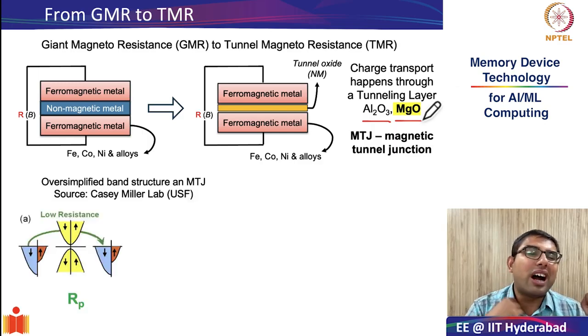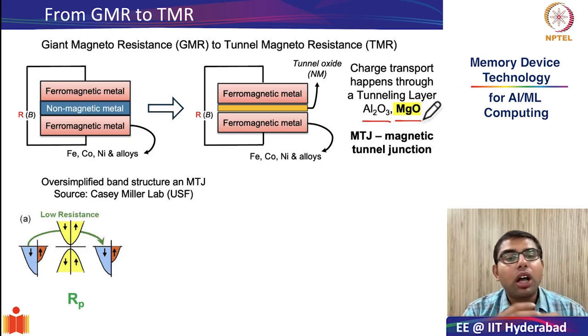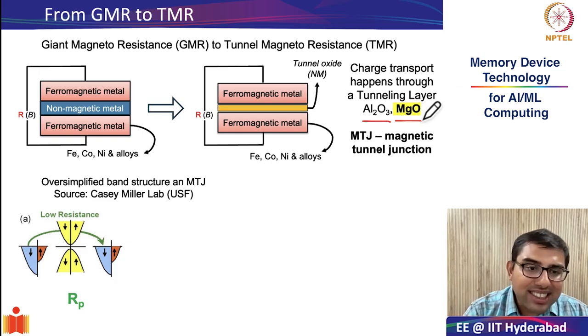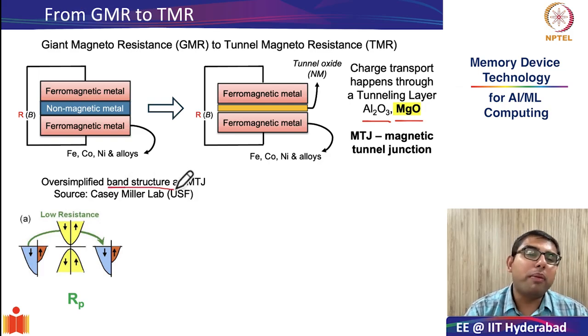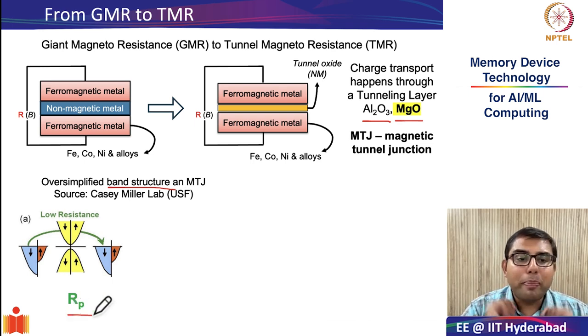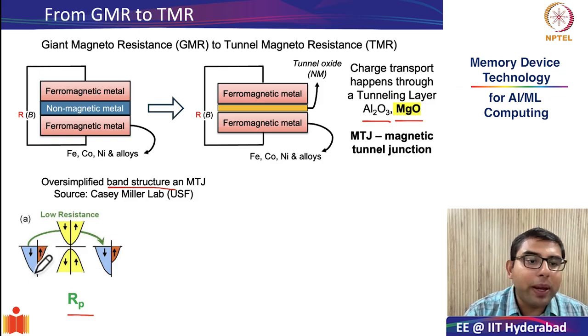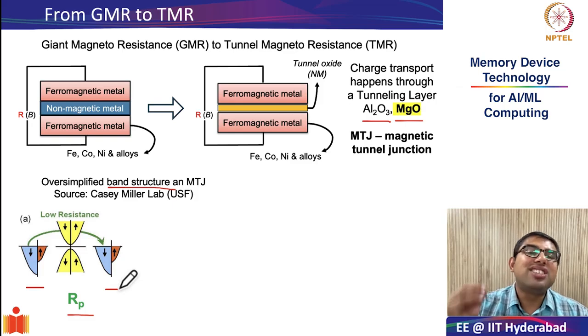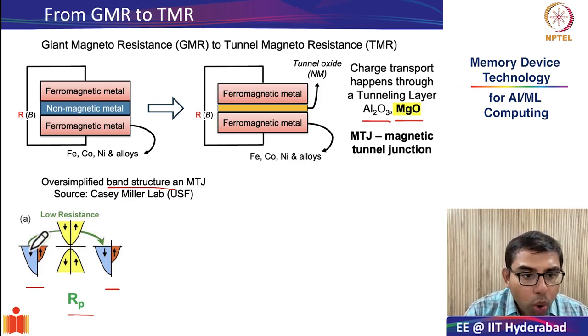Now let's try to understand the operation of a magnetic tunnel junction, why the parallel configuration gives you a low resistance state and the anti-parallel gives you a high resistance state, by looking at this simplified band structure diagram of a magnetic tunnel junction. So let us first consider the parallel state. In the parallel state, the majority spin in both ferromagnetic layer 1 and ferromagnetic layer 2 happens to be in the same direction. In the given example, both of these are in the downward direction.